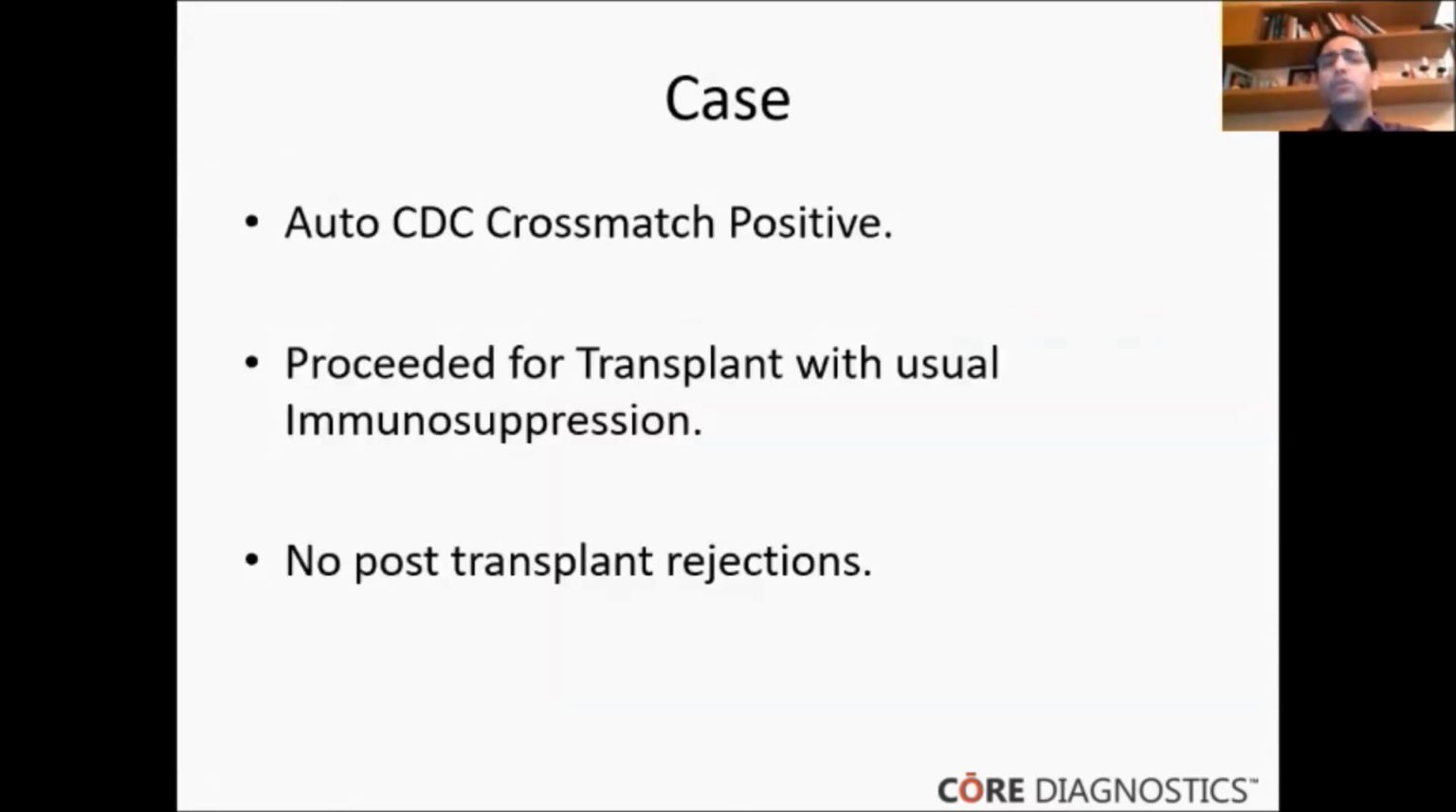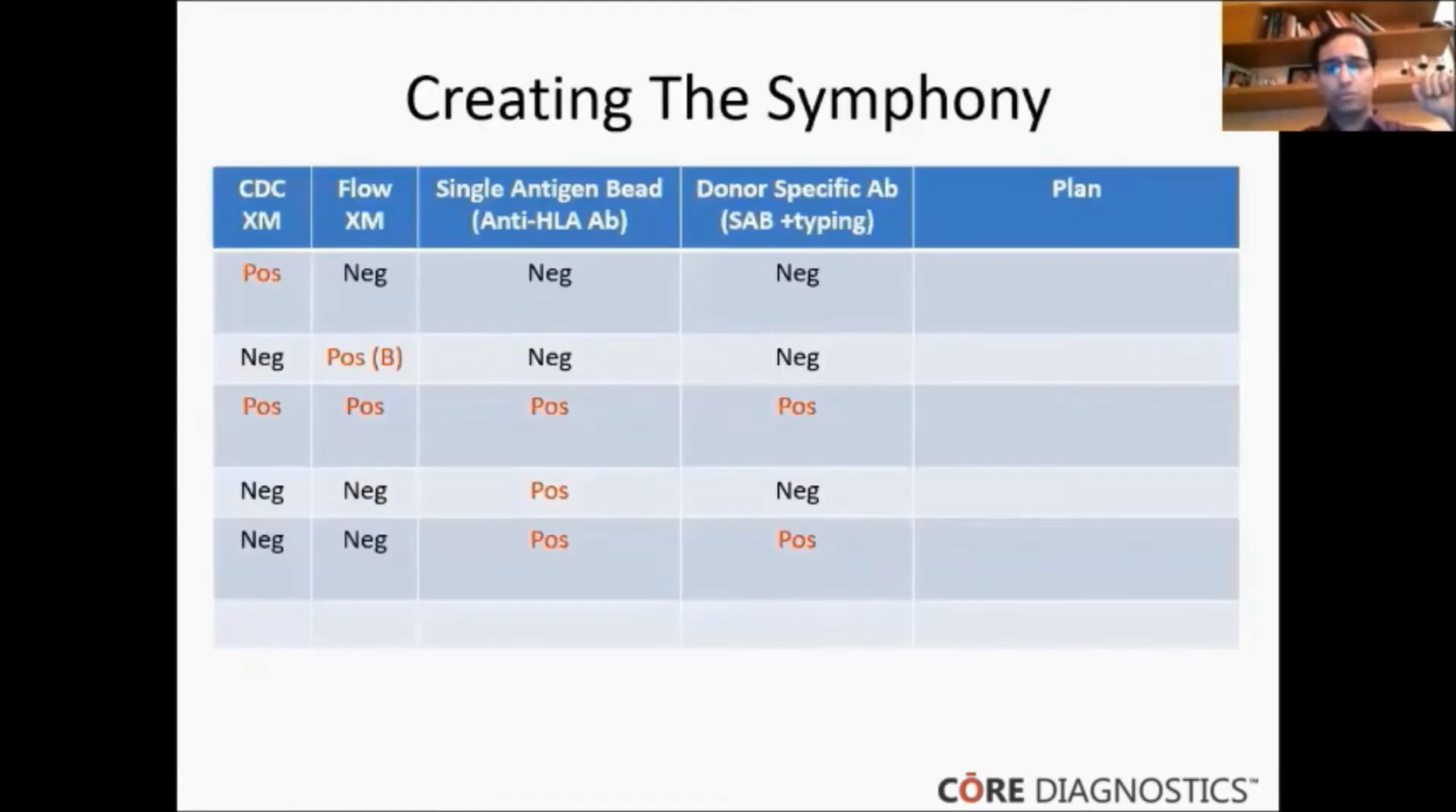That is because lupus patients can have autoantibodies, and that autoantibody is what is turning the CDC crossmatch positive. So you do an auto CDC crossmatch that is positive. This can also happen with HIV patients or other patients that have hypergammaglobulinemia. They can have these broad spectrum antibodies that can cross react as well. So you can proceed for a transplant with your usual immunosuppression, and the outcome is good. This is one of our cases with no post-transplant rejection with the usual immunosuppression.